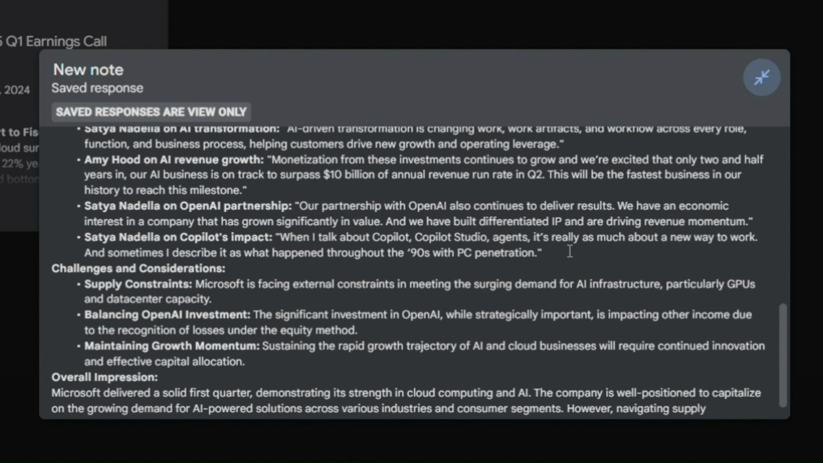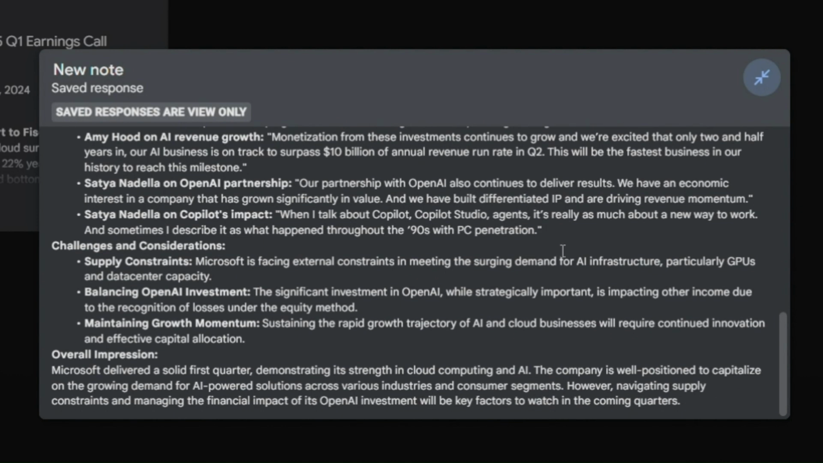Challenges and considerations. Supply constraints. Microsoft is facing external constraints in meeting the surging demand for AI infrastructure, particularly GPUs and data center capacity. NVIDIA chips are in short supply, and Microsoft needs to build new data centers. Balancing OpenAI investment. The significant investment in OpenAI, while strategically important, is impacting other income due to the recognition of losses under the equity method.